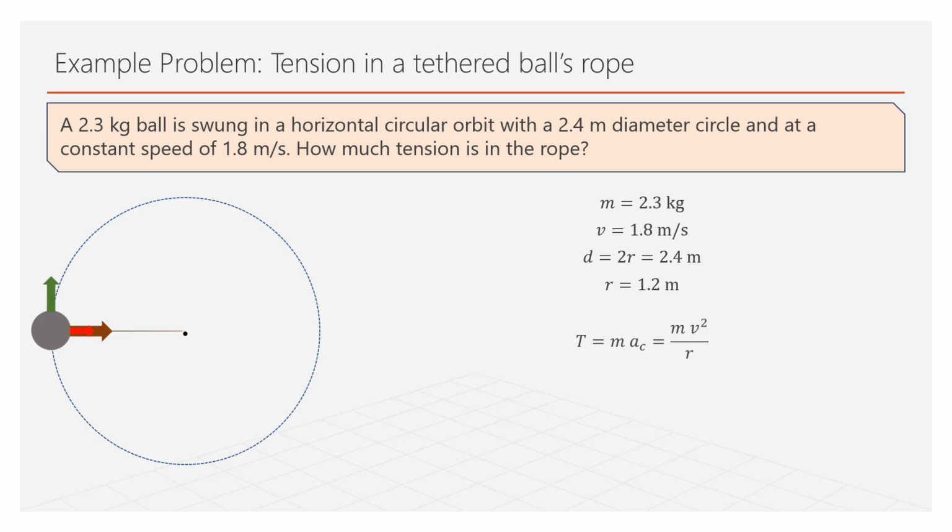The tension will be equal to the object's mass multiplied by its acceleration. The acceleration is the speed squared divided by the radius. All that's left now is to perform the computation, which looks like this. And in the end, we get that there is 6.2 newtons of tension in the rope.